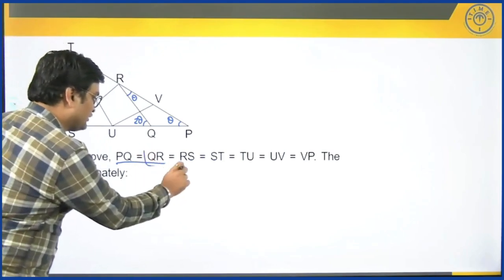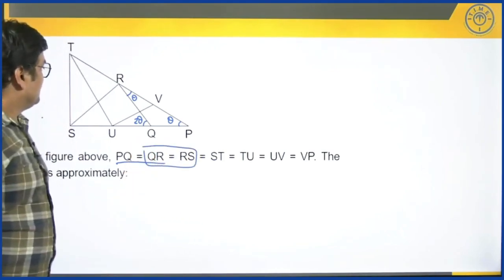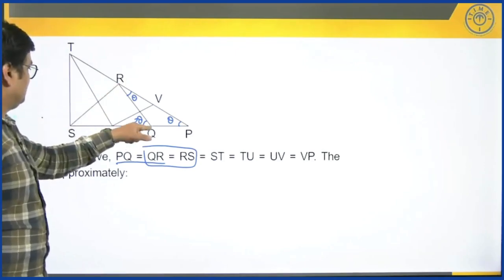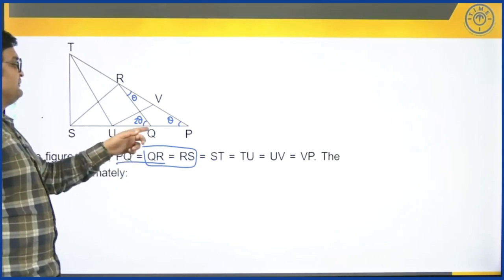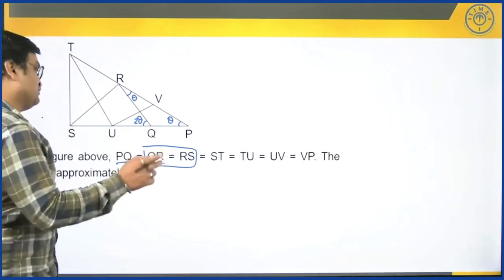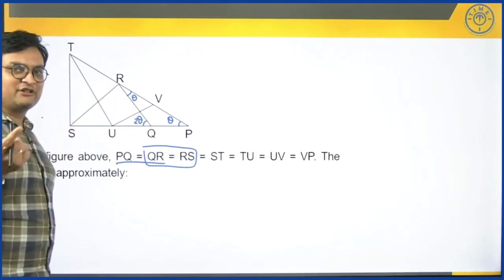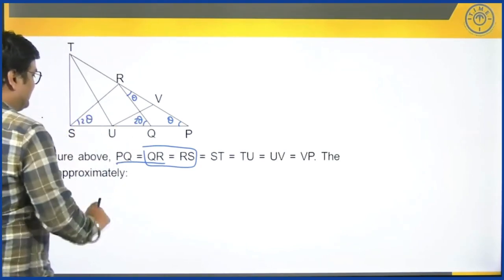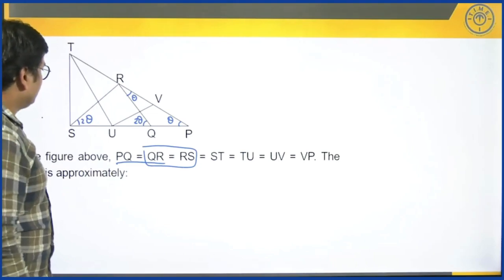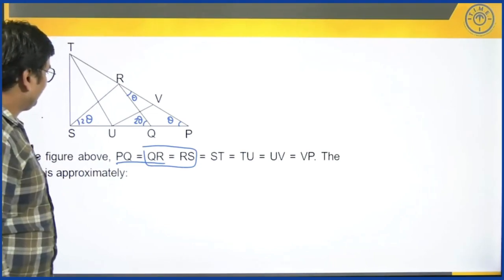Then consider this, QR is equal to RS. So if you take QR is equal to RS, this triangle here, QRS triangle here, again it's an isosceles triangle because QR is equal to RS. So angles opposite to equal sides will be equal. This is 2 theta. This is also going to be 2 theta. Okay. So this will also be 2 theta here. We may say this. Right.